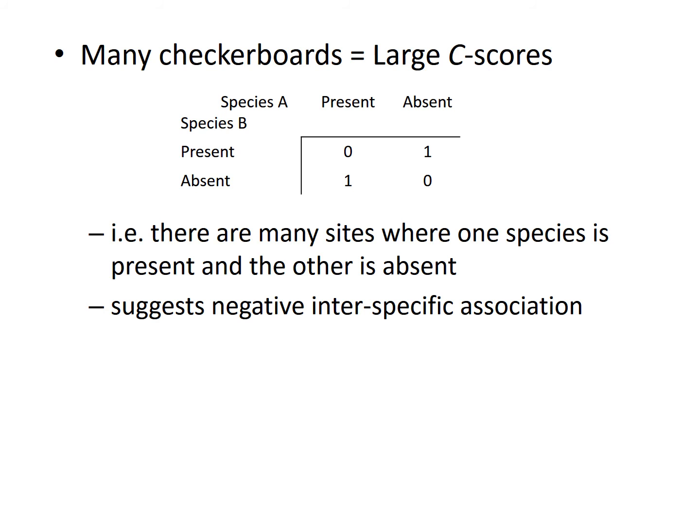When we've got many checkerboards, we say we have a large C-score, and this tells us that there are many sites where one species is present and the other is absent. And this suggests negative interspecific association, although as we've said earlier, this could also, for example, reflect shared habitat tolerances and requirements.